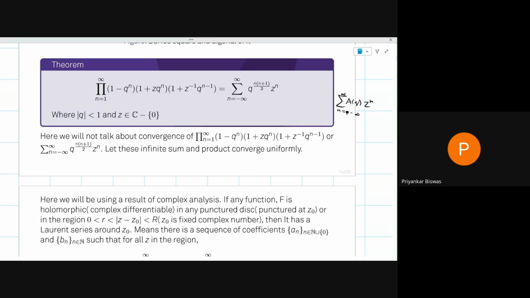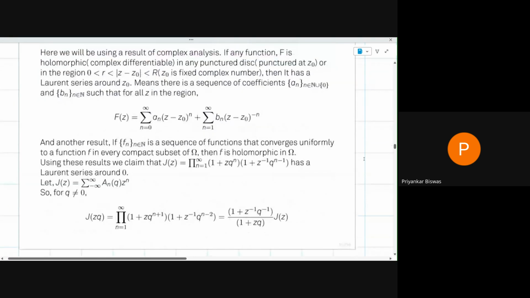In many cases in complex analysis, you cannot find a Taylor series expansion around some point, but you can find a Laurent series expansion around some point. Here in this case, you can find a Laurent series expansion around 0, and the existence of this needs a bit of complex analysis, which I am not going into. Suppose that you can have a Laurent series expansion. Now we'll find what the Laurent series expansion is.